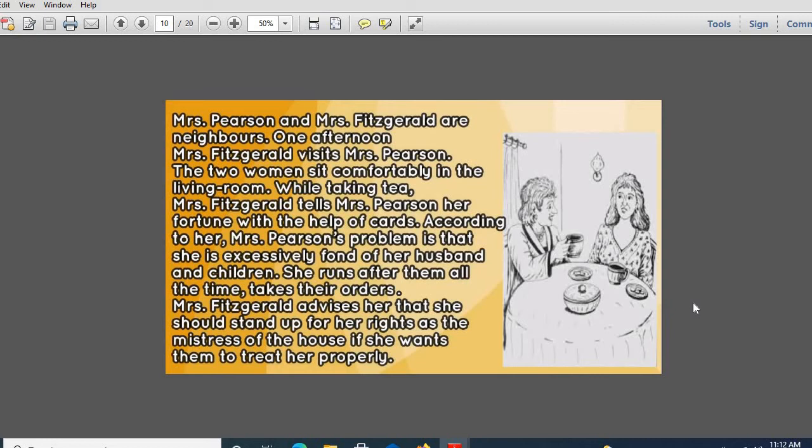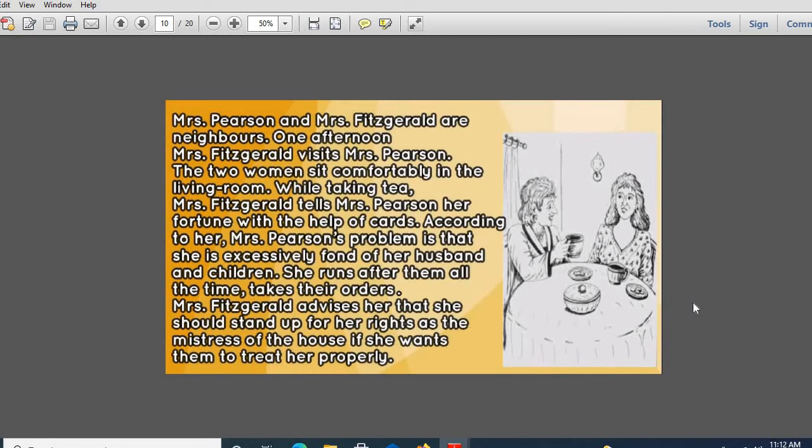Fitzgerald counseled her a lot, but Mrs. Pearson knows it very well. She can't do it at all. Because when the moment comes, she can't say anything harsh to her family members. That shows that she had genuine and unconditional love for her family members.